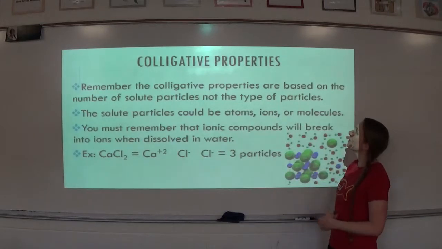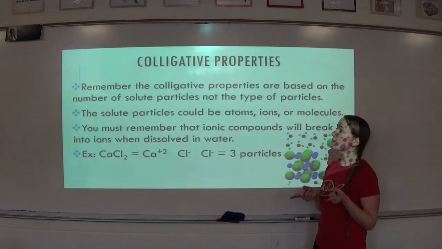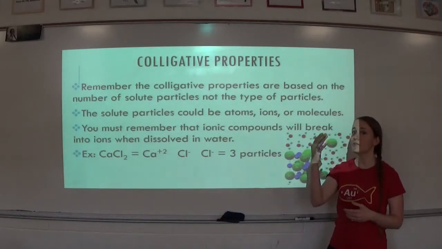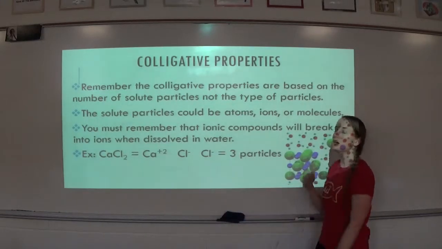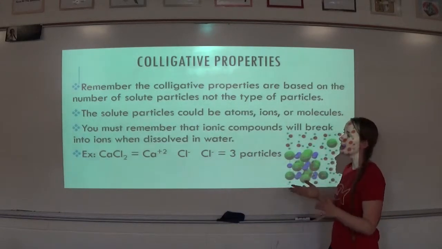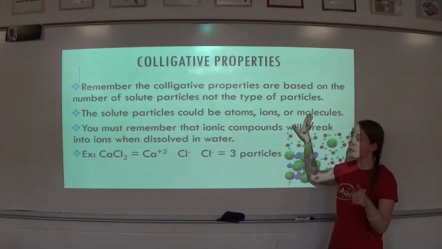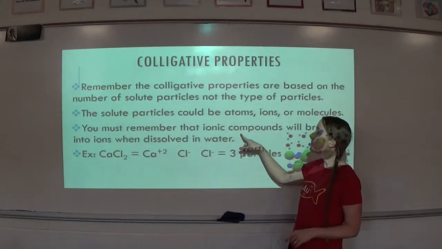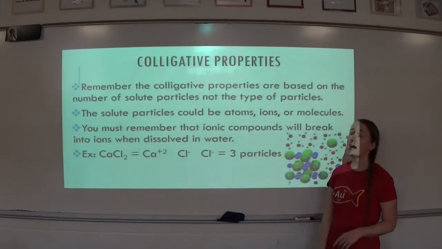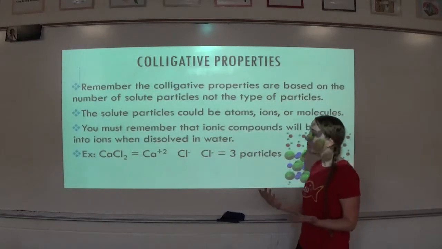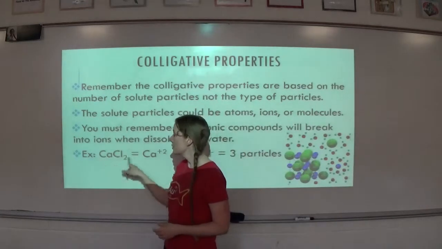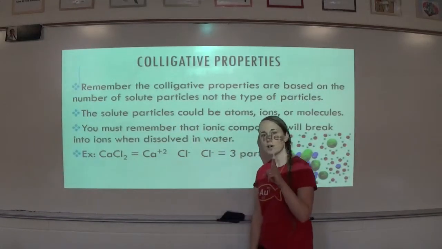So remember, the colligative properties are based on the number of solute particles, not the type. So we don't care if it's a calcium ion, a chloride ion, a sodium ion, it doesn't matter. The solute particles could be atoms, ions, or molecules, so that's where you have to be careful. You must remember that ionic compounds will break into ions when dissolved in water. So for example, if I have CaCl2, a lot of y'all want to think that's one particle.